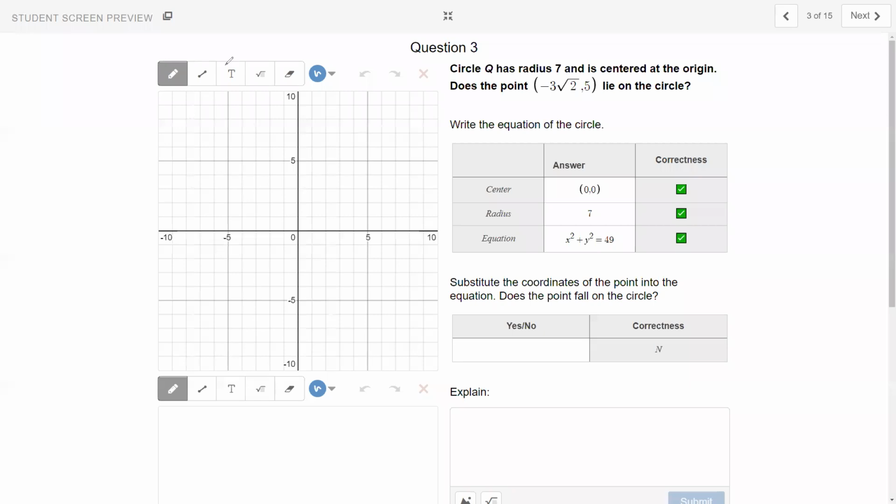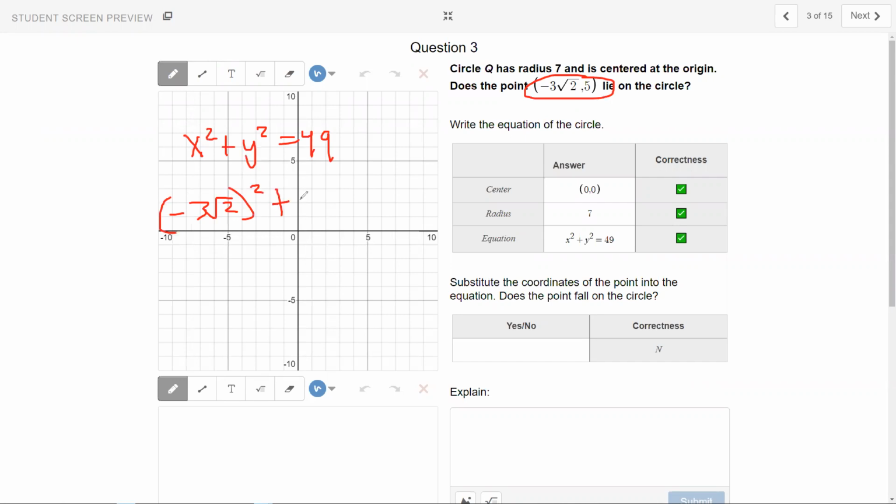Okay, so now what we're going to do is we're going to take that equation and we're going to plug in or substitute in the point we want to see if it's on the circle or not. We're going to take these two coordinates here. So negative 3 square root of 2 squared plus 5 squared. Does that equal 49? Okay, negative 3 square root of 2 squared. That's negative. Two negatives become a positive. 3 times 3 is 9. Square root of 2 times square root of 2 is 2. So it's going to be 18. Plus, then 5 squared is 25. So we end up with 43.